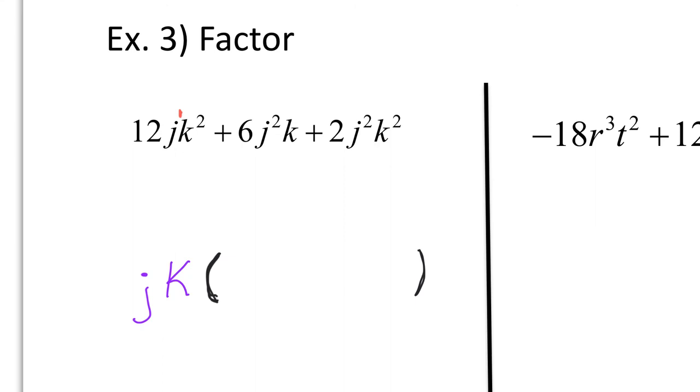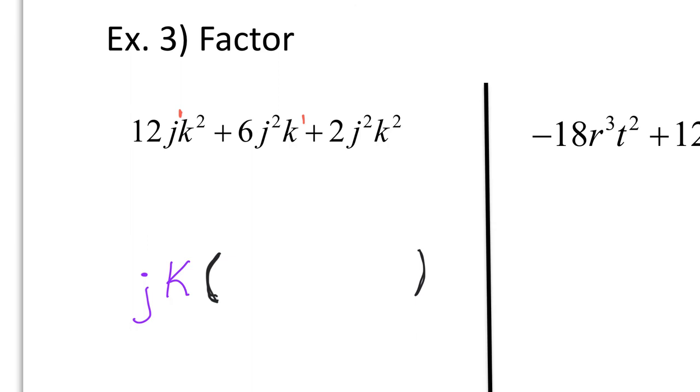Now let's look at the k's. This one has a k squared. This one has a k to the first power. Let me put the 1 again here so you know it's an exponent of 1. And this one has a k squared. So the lowest, smallest exponent is 1. You put a 1 here. We don't need it, so I'm just going to leave it as k.